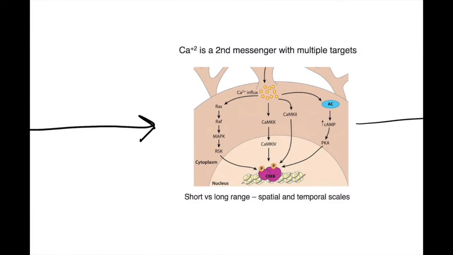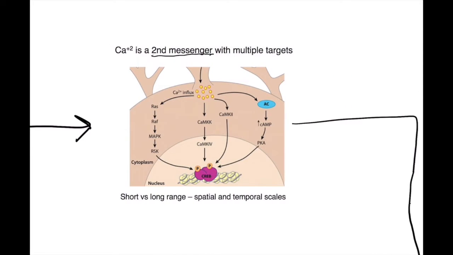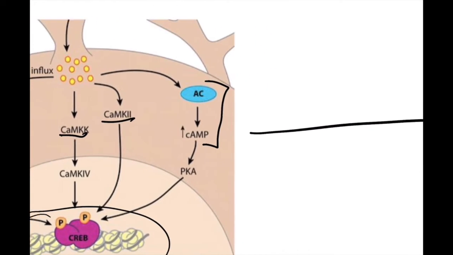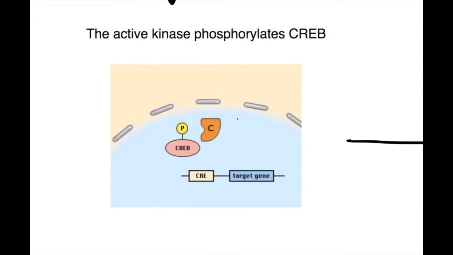Calcium influx triggers a signaling cascade in a variety of different pathways, including RAS, which is involved in the cell survival pathway, adenylate cyclase and cAMP, as well as additional calmodulin pathway. All of these pathways are involved in activating transcription factors, but the cAMP pathway is of particular interest in synaptic plasticity. Here, cAMP activates PKA, which then phosphorylates a molecule called CREB, located in the nucleus.